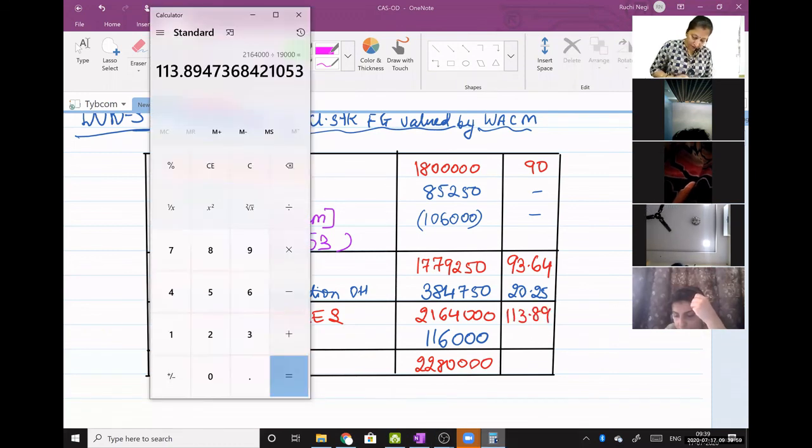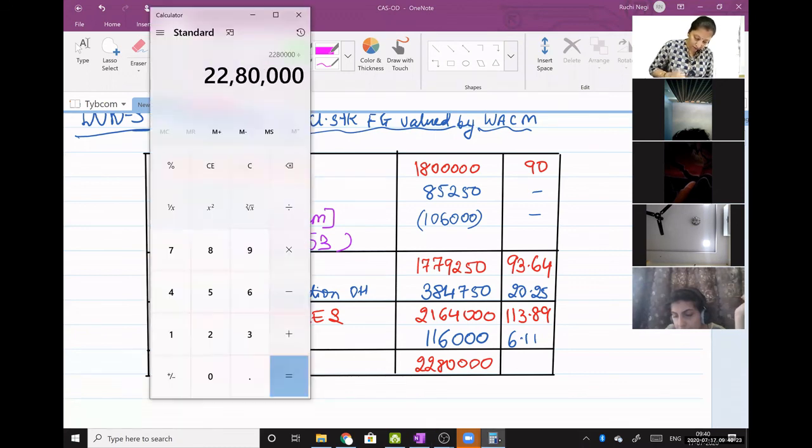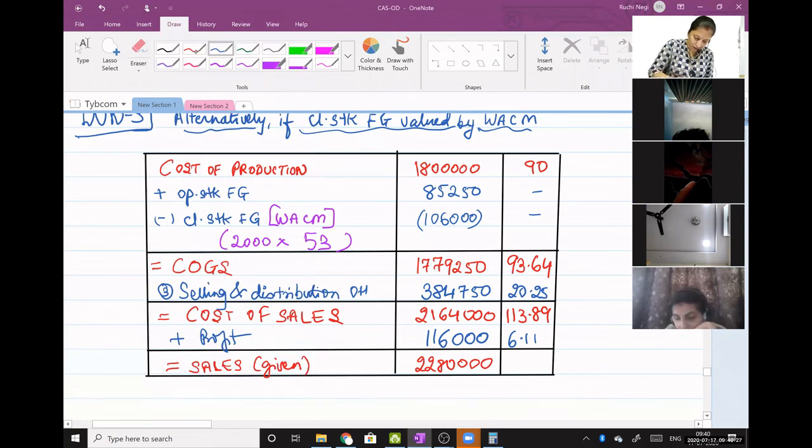And then 116,000 divided by 19,000. 6.105. So make it 6.11, right? 6.11. And last, 22,80,000 divided by 19,000. 120. Fine. So that's my final answer. Okay.